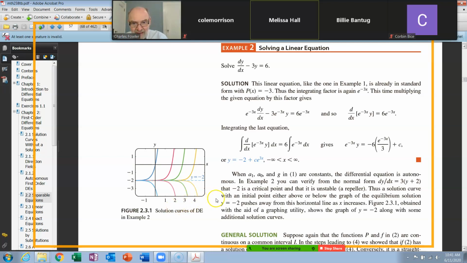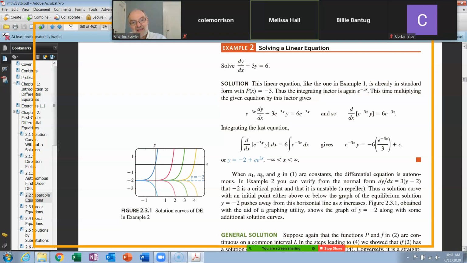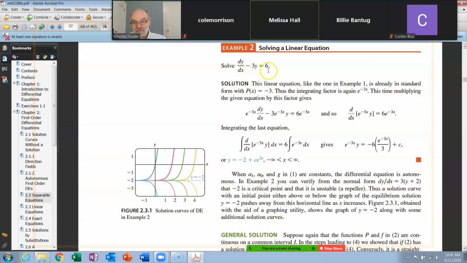I'm trying to see where they got the A's here. When A1, A0, and okay. That's way back in the very first example there. When A1 was the coefficient of your derivative, A0 was the coefficient of your y, and G was your function on the right-hand side of the equal sign. If those are all constants, then the differential equation is autonomous. Yes, okay? Just like we saw here, this was an autonomous differential equation.